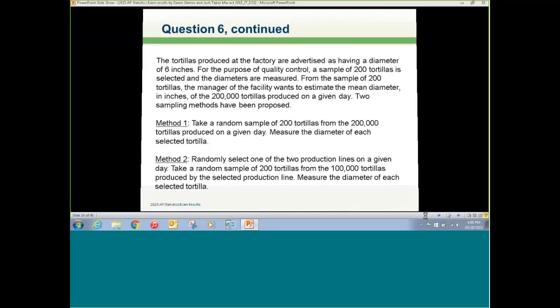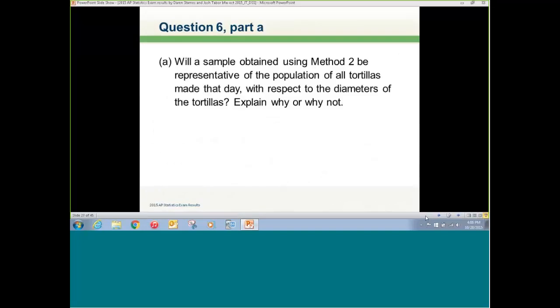So here we finally get to part A. Now this is a 6-part question, so you'll have to be a little patient as we work through it. Part A, will a sample obtained using method 2 be representative of the population of all tortillas made that day with respect to the diameters of the tortillas? Explain why or why not.